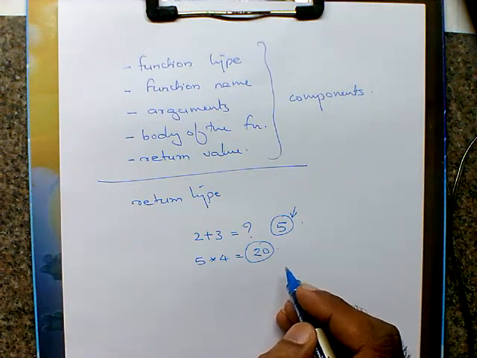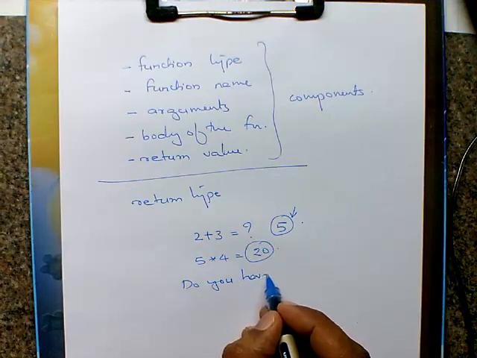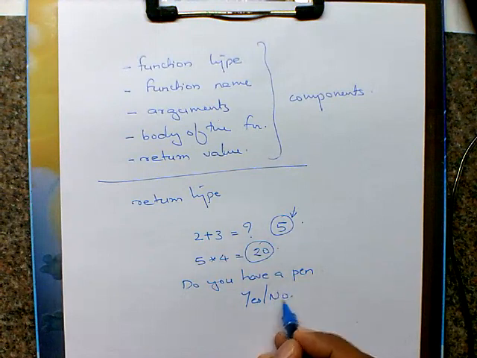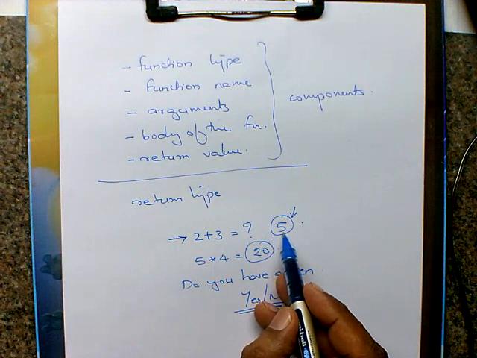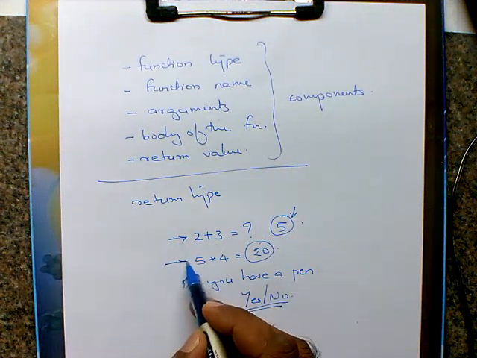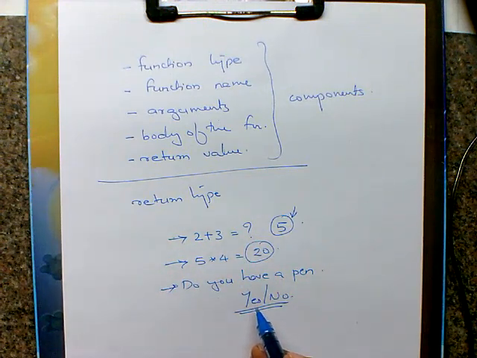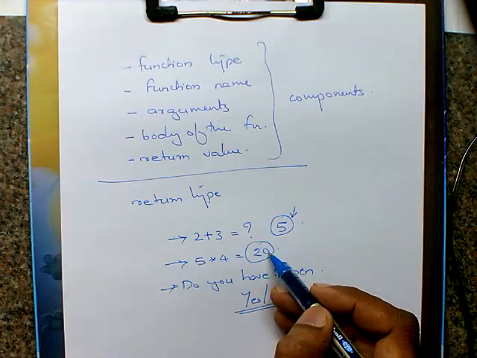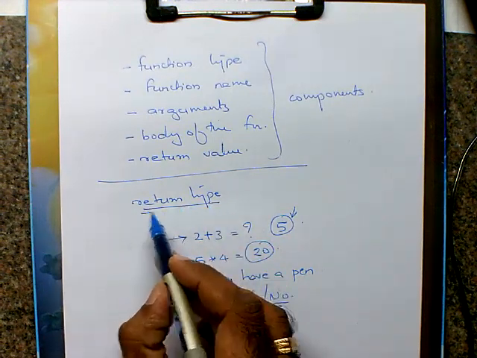Similarly, do you have a pen? This is another question that you can ask. The answer is either yes or no. So this is the return type. In this case, for the first question, we have a return value. For the second question also we have a return value, and for the third question also we have a return value. In the first 2 cases they are integers, whole numbers. What about the third case? In the third case it is a yes or no answer. So this is actually what is meant by return type.